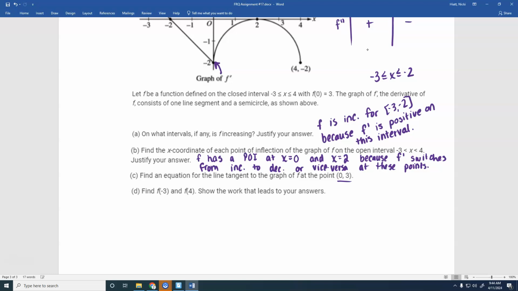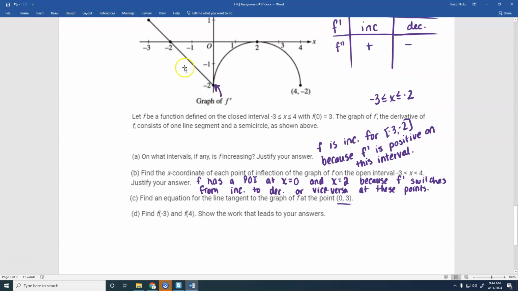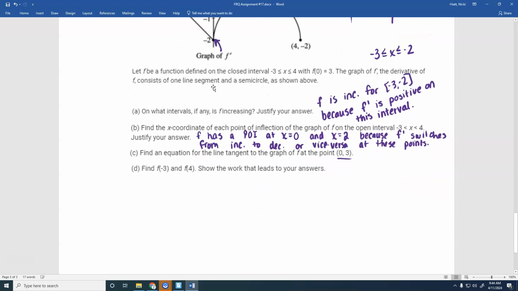Is there a (0, 3) on this graph? No, because (0, 3) is on f, but we know the x coordinate is going to be the same, right? So we're going to look at where x equals 0, and we're going to find f prime of 0, right? And so it's negative 2. You need to write that down. Don't just go straight to the equation. You're going to write down f prime of 0 equals negative 2.